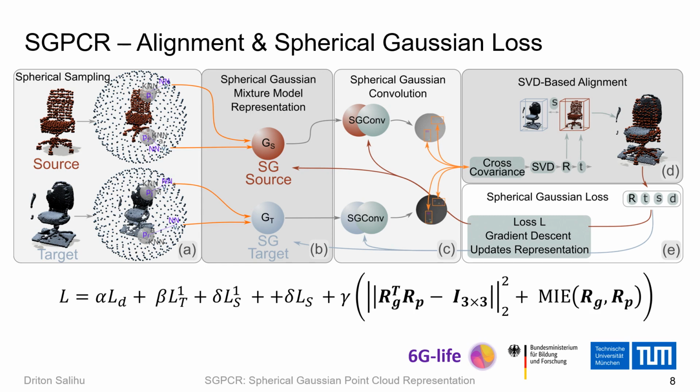To train SGConv and the spherical Gaussian representation, we introduce the spherical Gaussian loss, which consists of a distance metric, L1 translation loss, L1 scaling loss, the mean isotropic error, and the orthogonality loss for rotation.